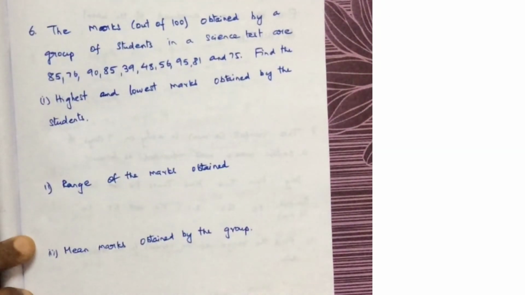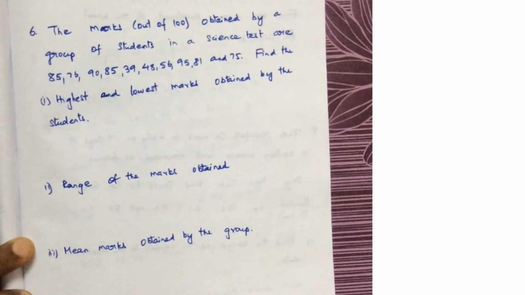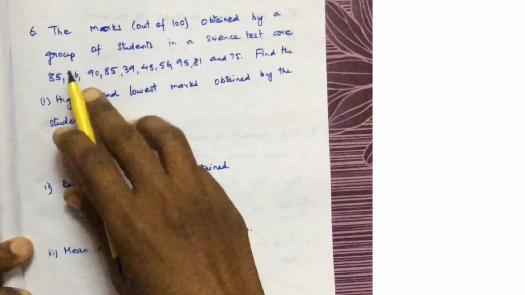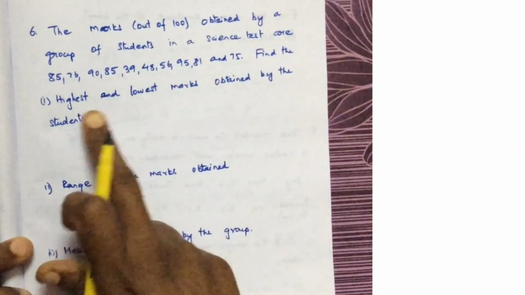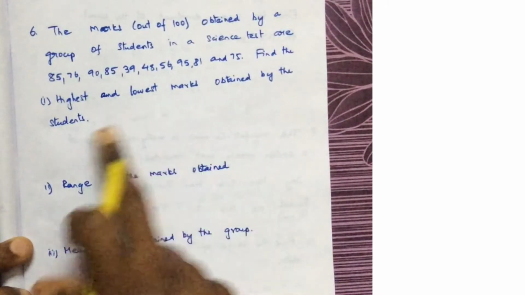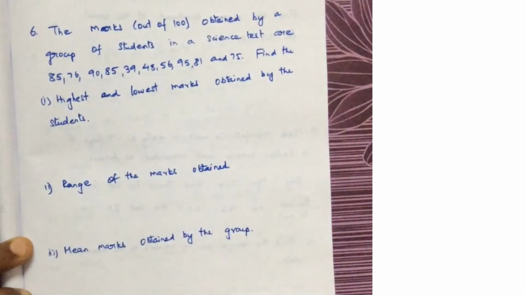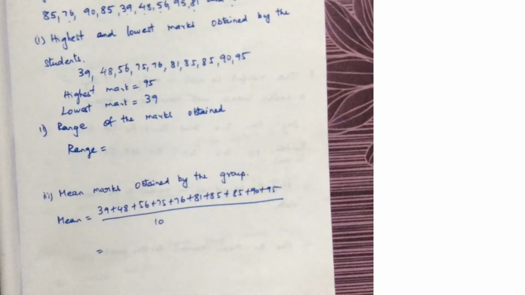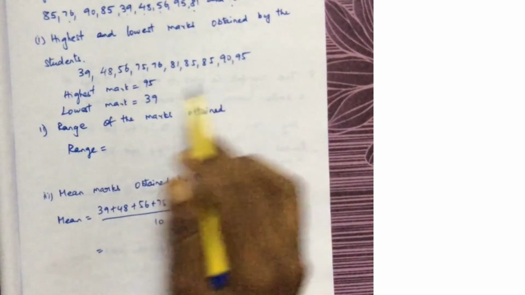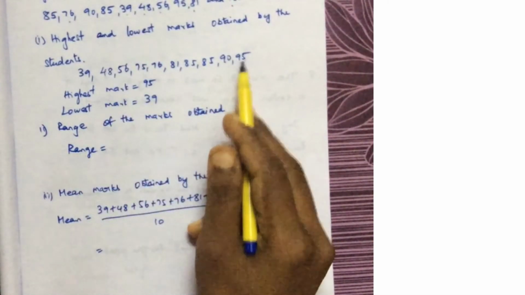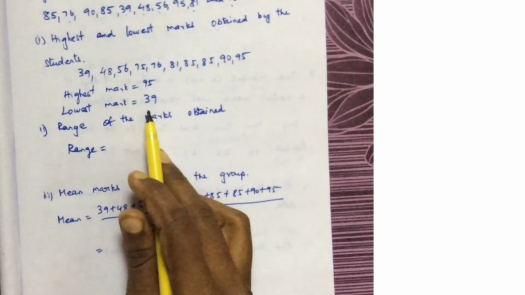Okay. The next question is, the marks out of 100 obtained by a group of students in a science test are given. Find the highest and the lowest marks obtained by the students. So they have asked for the highest and lowest mark. For that you have to arrange these numbers either in ascending order or in descending order. Now I have arranged the marks in ascending order. So you can see the highest mark is 95 and the lowest mark is 39.